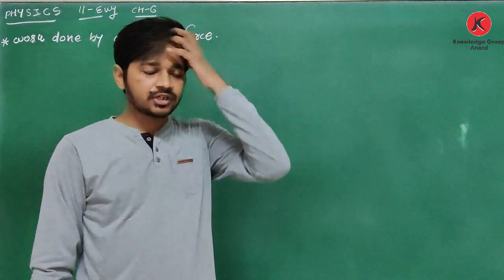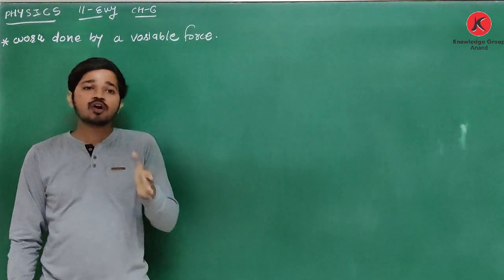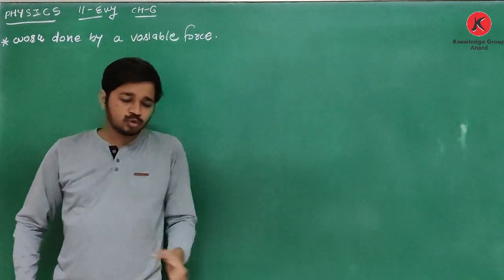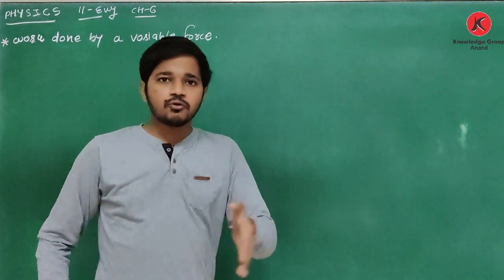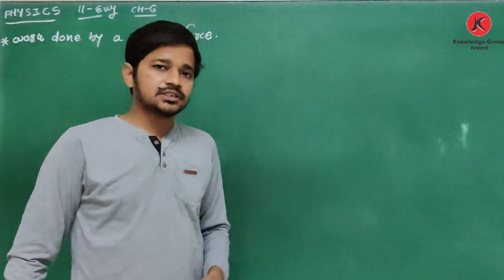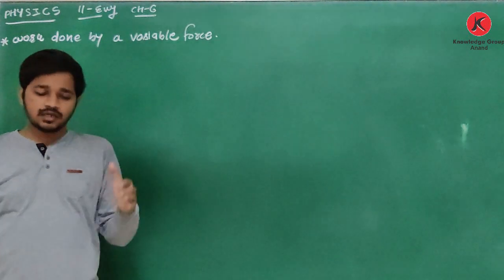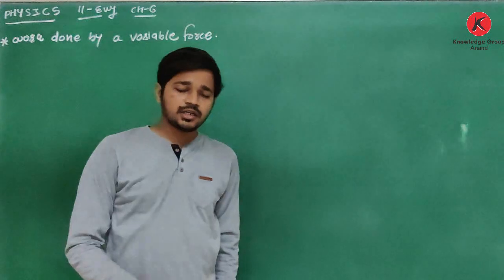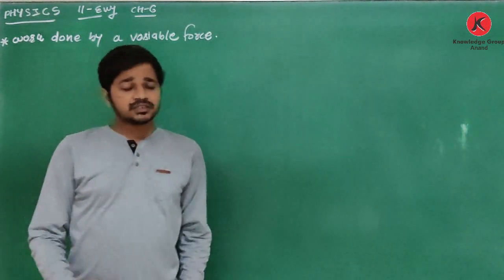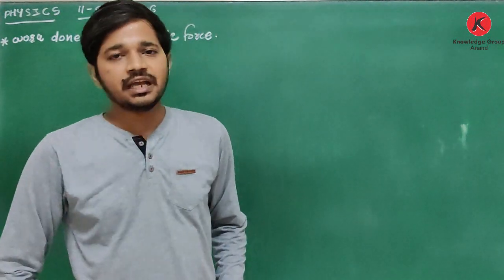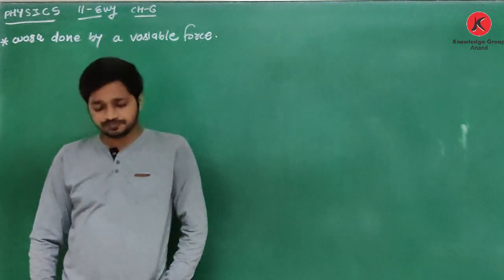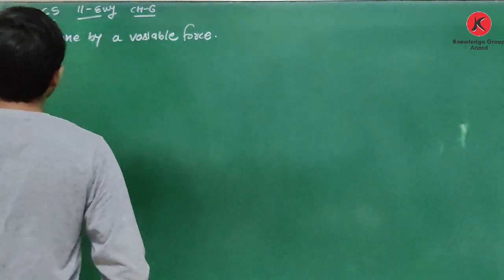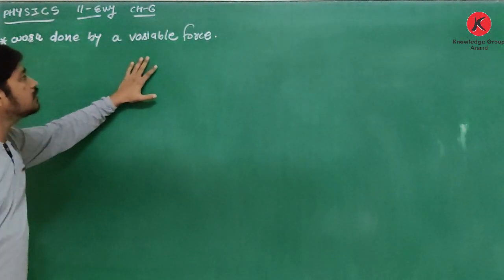In the last lecture we discussed what is work done by a constant force. If during the motion of an object the force acting on the object is constant, then work is equal to the component of force in the direction of displacement into displacement. That is, W is equal to F dot d, F d cos theta, where theta is the angle between force and displacement. But what is work done by a variable force?